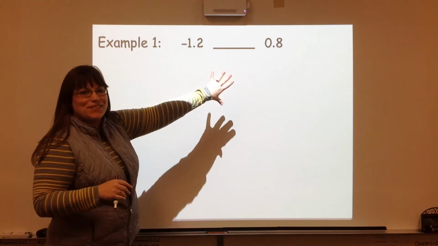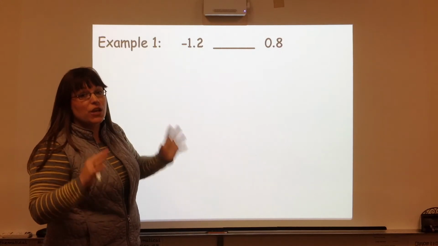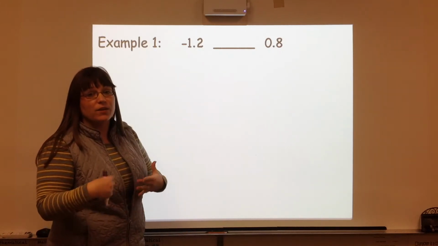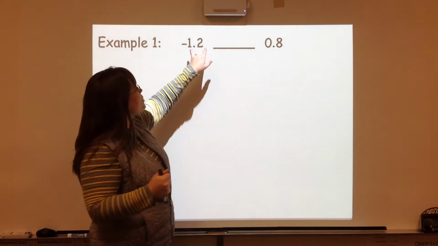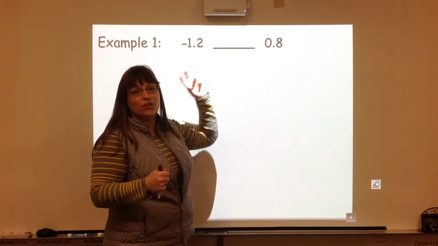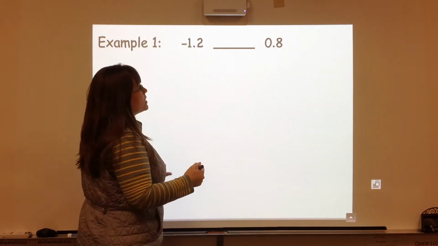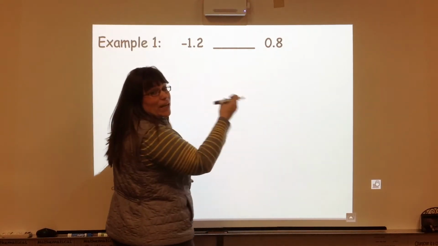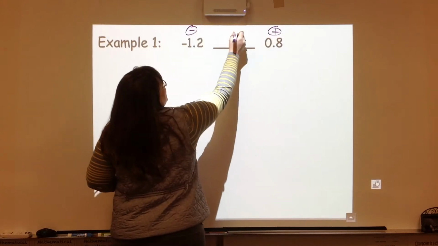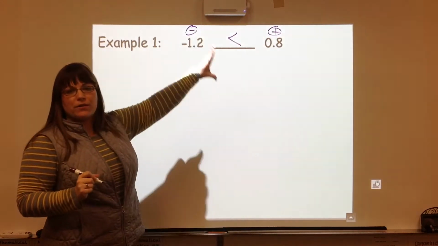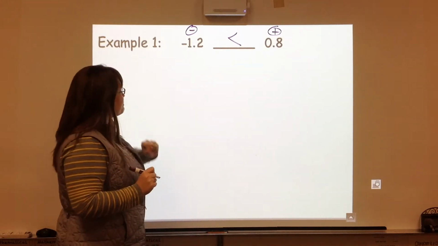So I'm going to start off easy with example 1. We are comparing a positive number and a negative number, just like we did before. If there is a positive number and a negative number, the positive number always wins. So you can't just look at the 1.2 and the 0.8 and look at the digits. You have to first look at whether they're positive or negative. Because the 0.8 or 8/10 is positive, it is the bigger number. So we use our greater than, less than symbol, so it's open towards that bigger number.